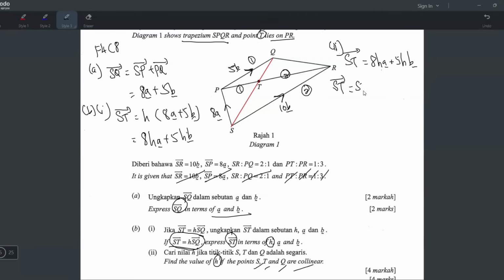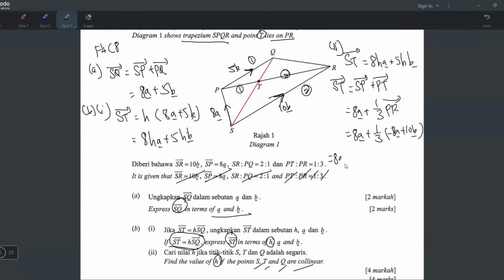So what I will do is I will find SP plus PT. SP is 8A. PT is 1 over 3 PR. Okay, because PT is only a portion of PR and the portion is 1 over 3. And then it becomes 8A plus 1 over 3 PR, and then the PR I can go PS plus SR. So it will be negative 8A plus 10B. Okay, because going up is 8A so going down will be negative 8A, and then plus 10B. Okay, the arrow is already correct already, so just plus 10B.